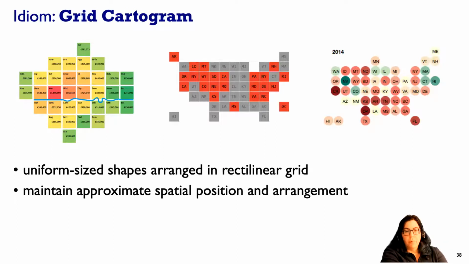Now, even more abstract is a grid cartogram. And this is where you've got some sort of uniform sized shapes. Like in this case, we're looking at squares that are arranged in a rectilinear grid. So in a regular structure, we see some squares, we see some circles. And the idea is that, again, we've got this constraint. We're trying to maintain an approximate spatial position and approximate relative positions in the arrangement. But they're quite approximate. But notice how we still are able to discern some of the structure here.